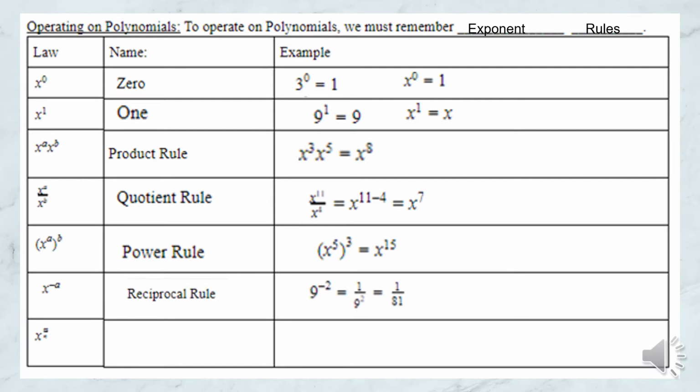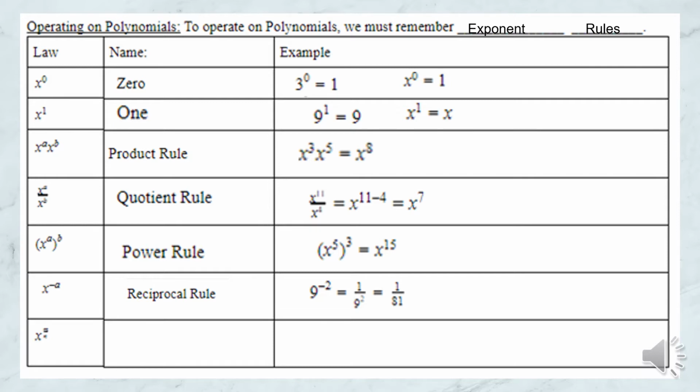Next is the reciprocal rule. If I have x to the negative number, or 9 to the negative number in this example, what I'm saying is that I really have 1 over 9 to the positive of that number. So in this one, it's 9 to the negative 2, which is the same as 1 over 9 to the positive 2, which gives me 1 over 81.